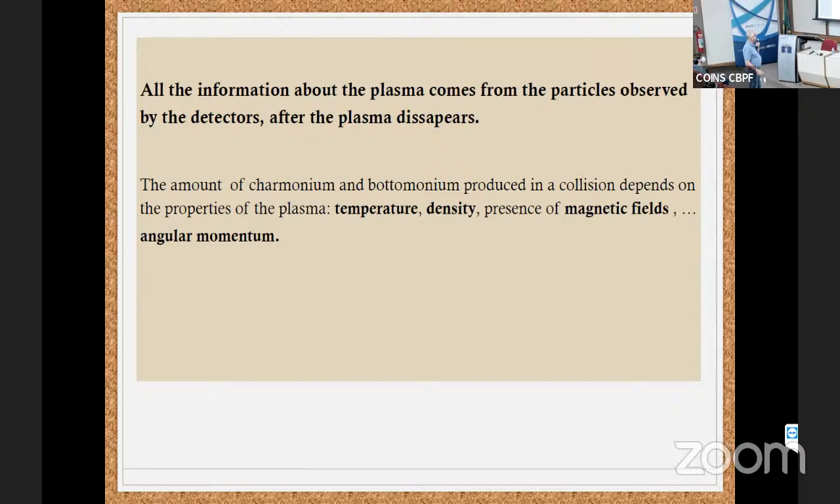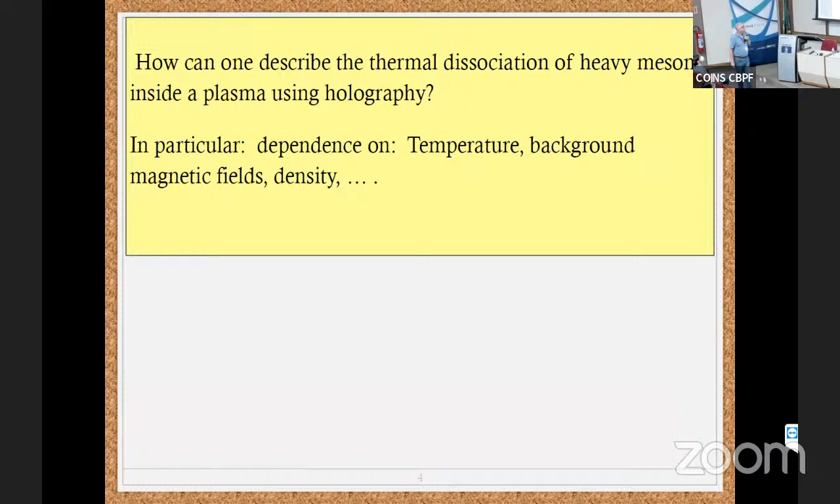Okay, if charmonium and bottomonium are affected by this, you can use it if you understand how the dissociation increases when the temperature increases, or when you have a medium with a higher density, higher magnetic field, or angular momentum. You can use this information, looking at the amount of bottomonium and charmonium that you find in a collision, to try to reproduce what the temperature, the magnetic field, the density and the angular momentum were. Clearly, we have to use this information together with other kinds of information about the plasma, but it's a very important source of information. Okay, and how can we model the dissociation of these particles inside a plasma using holography?